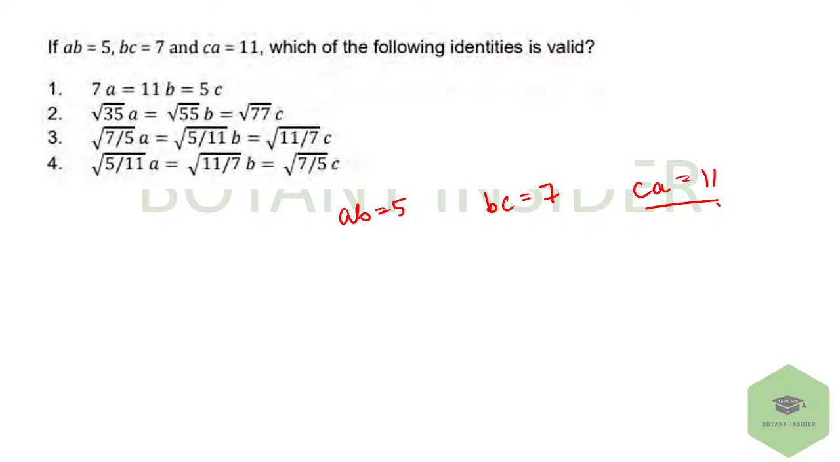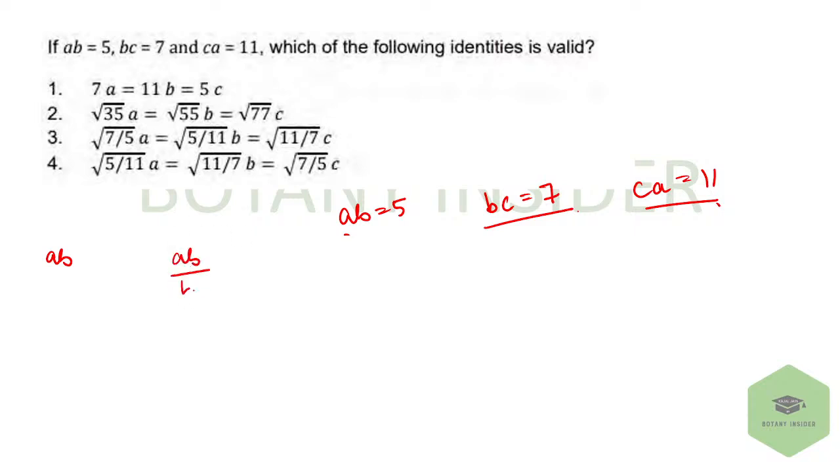Very good, very good. Very easy question. So you have AB is equal to 5, BC is equal to 7, CA is equal to 11. The question is asking which of the following is valid. So let's try to find out the equation format for A, B, and C. AB is given to you as 5 and BC is given to you as 7.